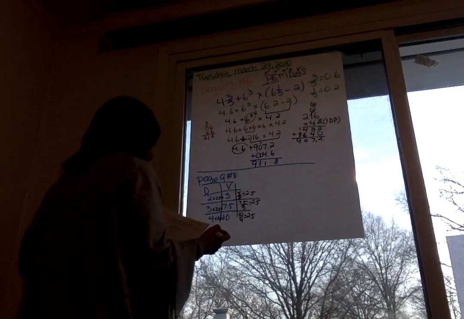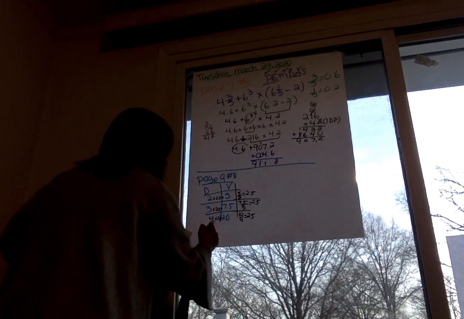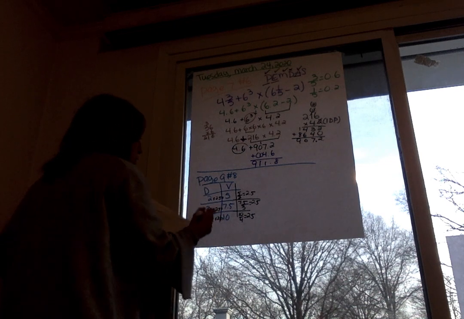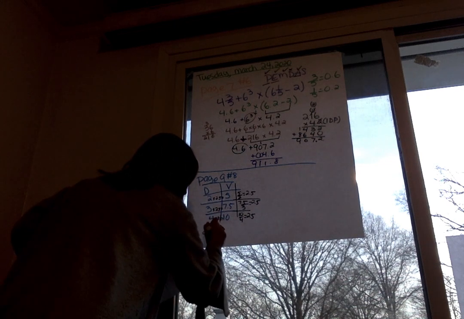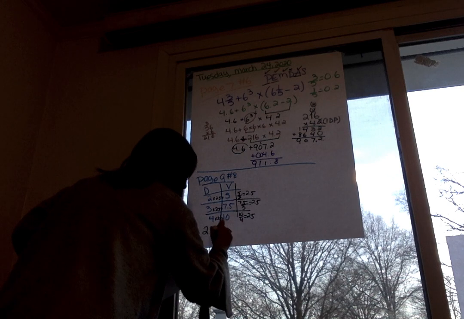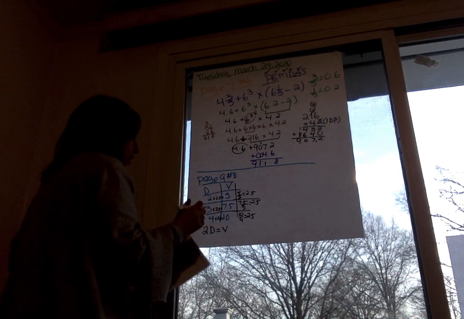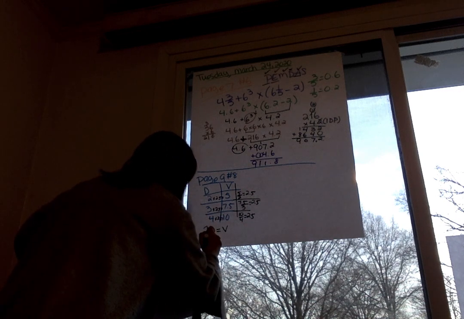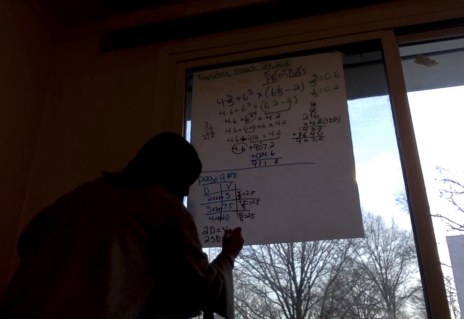So V represents the volume. In order to get the volume, I have to multiply 2 times 2.5, which is my D. So I'm going to write 2D is equal to my V. Now, in place of D, I'm going to write 2.5. So 2.5D is equal to V.